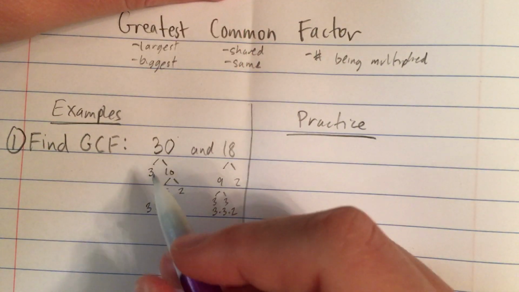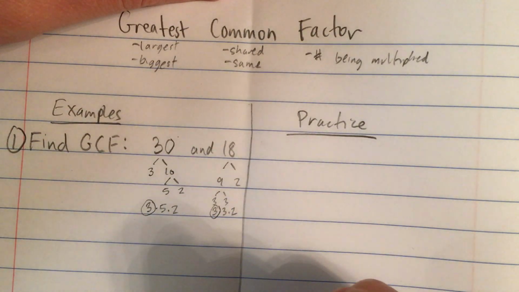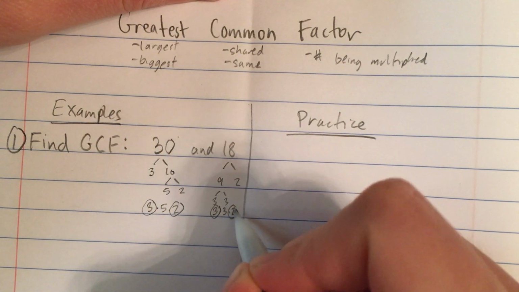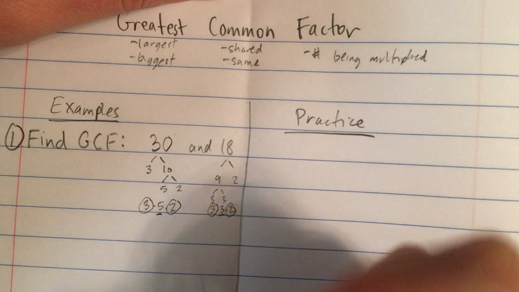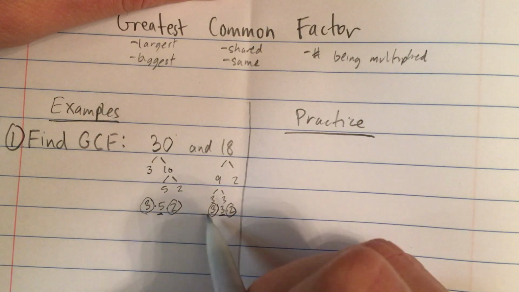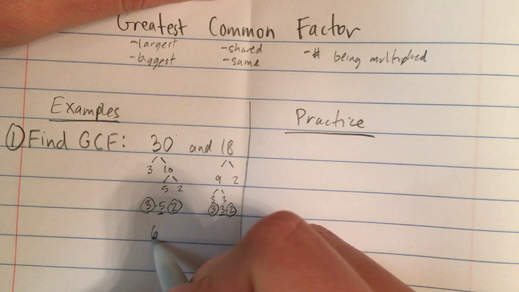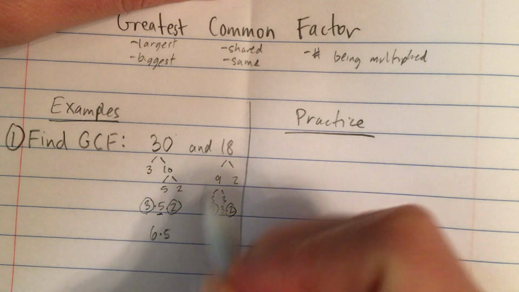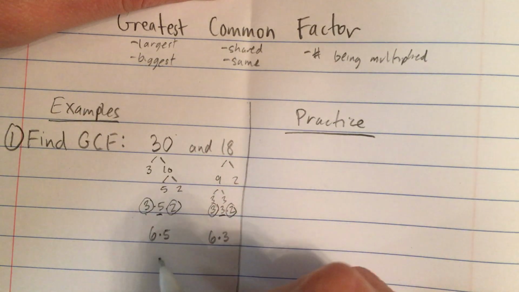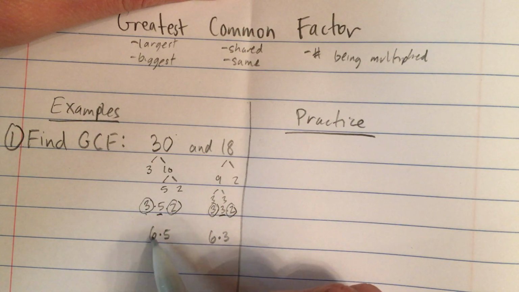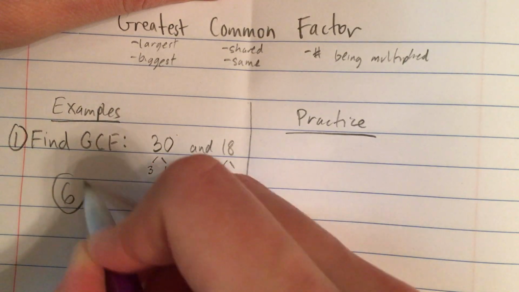And what you can actually do is just find all the common factors. So for example, there's a 3 over here and a 3 over here. Those are in common. And there's a 2 over here and a 2 over here. Those are in common. Now these are not common. But 3 and 2 are common factors, and if I just multiply those together, 30 is the same as 6 times 5, and 18 is the same as 6 times 3. But the greatest common factor, the factor that they have in common, is this 6. Okay, the greatest common factor is 6.